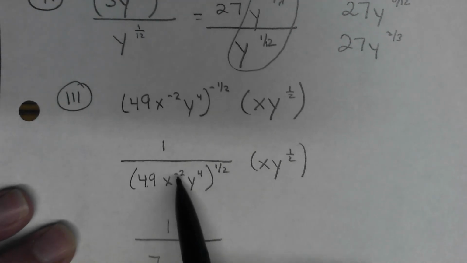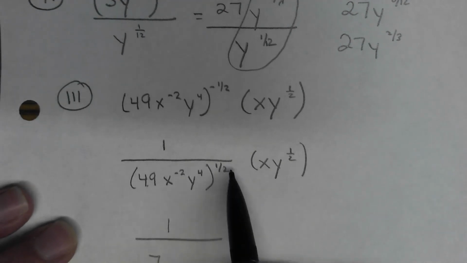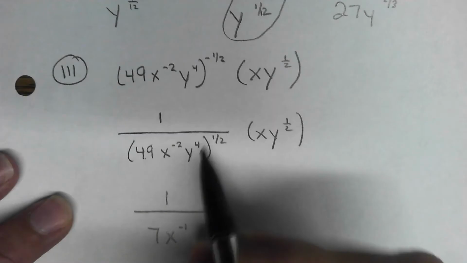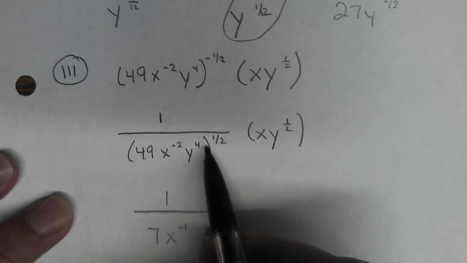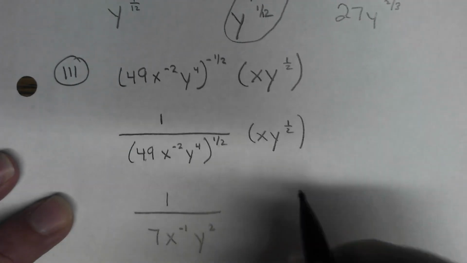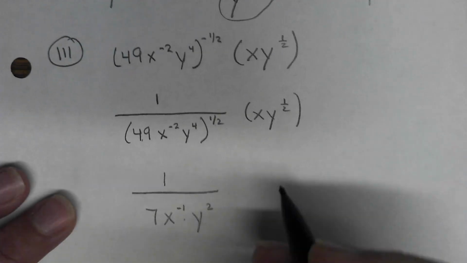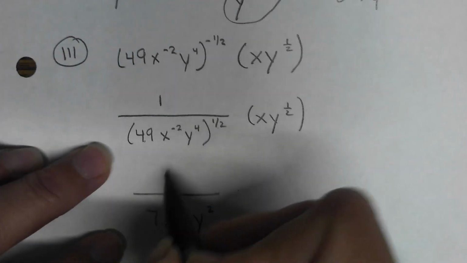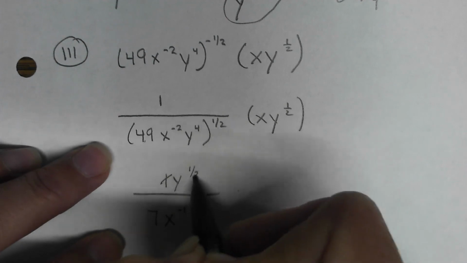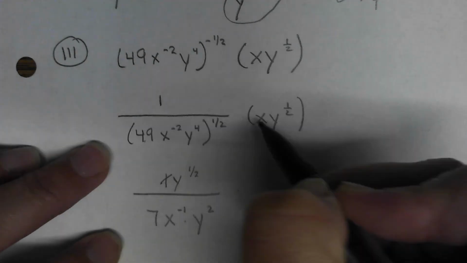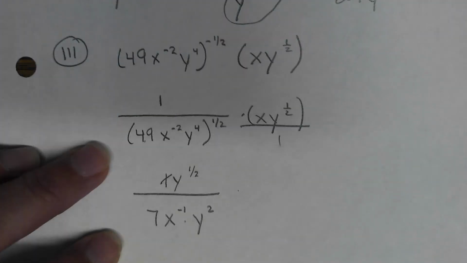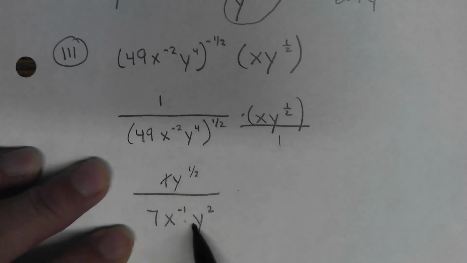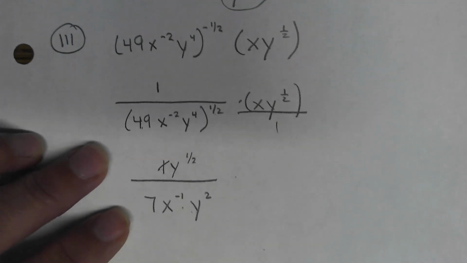Here, if we want to raise a power to a power, you multiply. So negative 2 times 1/2 is negative 1. And y to the 4th to 1/2, when you multiply y squared, there's a negative exponent I'll have to deal with in a minute, times xy to the 1/2, which might as well just go on top. So xy to the 1/2 power. Right? When you multiply a fraction by a non-fraction, you just put it over 1, multiply the top will be that, and the bottom will be this. So now our common base rule.